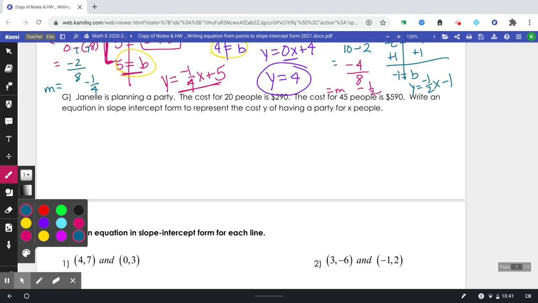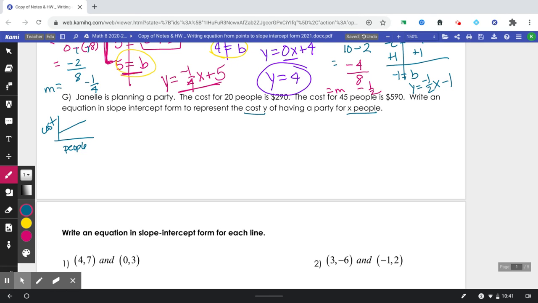Okay, so it's saying the cost is y and the number of people is x. So if you were graphing this, along the y-axis, this is your cost. Along the x-axis, this is your people. We're going to come up with an equation that will represent a line where we could use our graph to say, okay, if I had 50 people come to the party, how much would it cost?